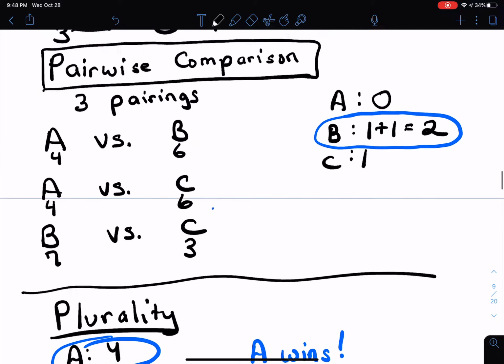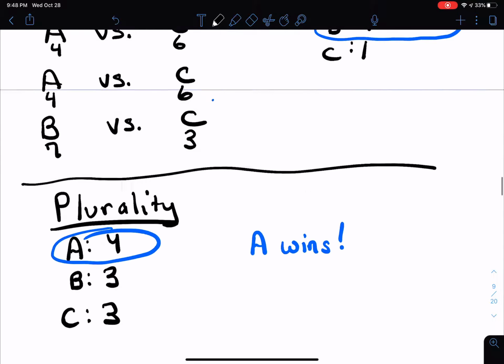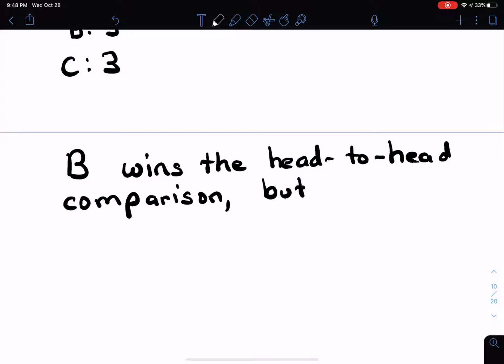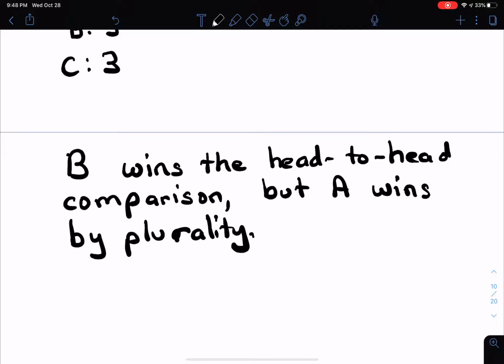Oh, man. So in this one, B wins the head-to-head comparison. But A wins by plurality. So this violates the head-to-head criterion.